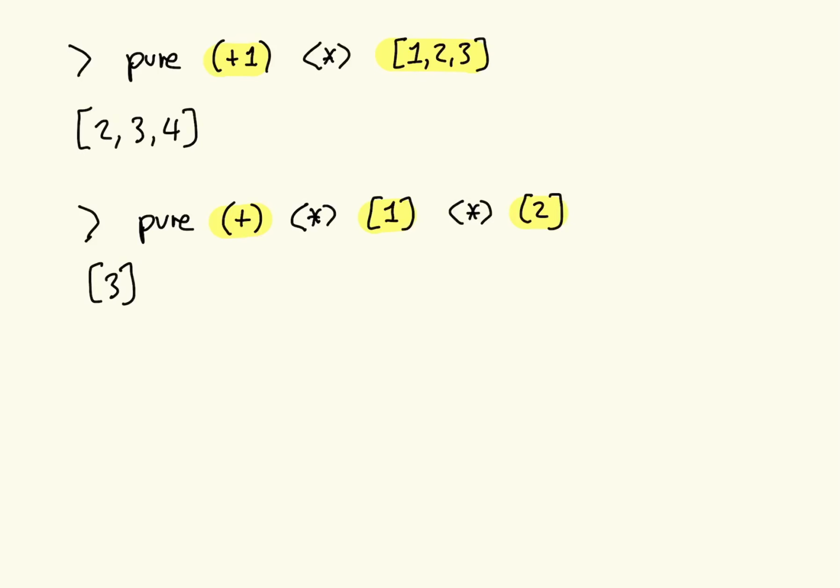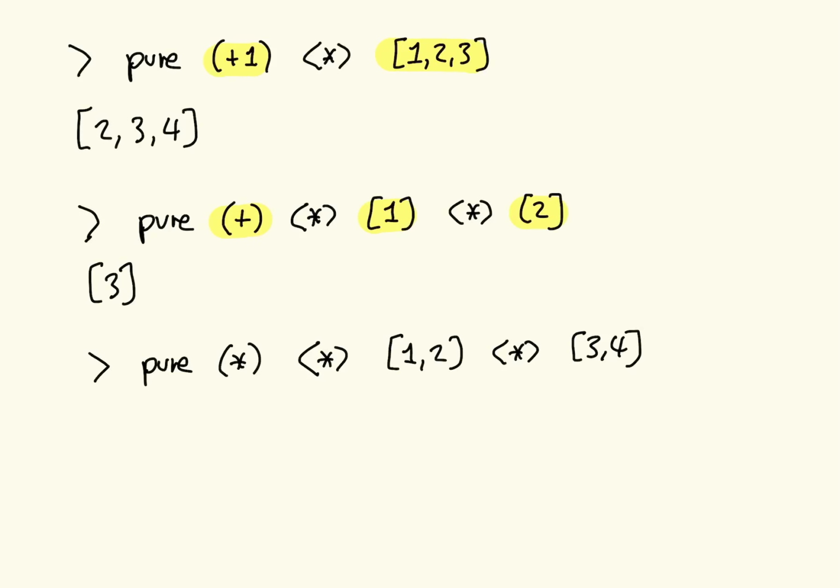But you see the power of this notation when you start to consider longer lists. So let me write pure of star. Star here is just a normal multiplication operator. It takes two integers and multiplies them together. And then I'm going to apply that using the funny star operator to two lists which have more than one element in them. So what I'm doing here is applying multiplication, which is a pure function, to the list 1, 2 and the list 3, 4.